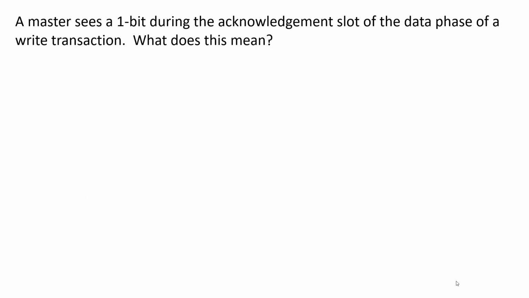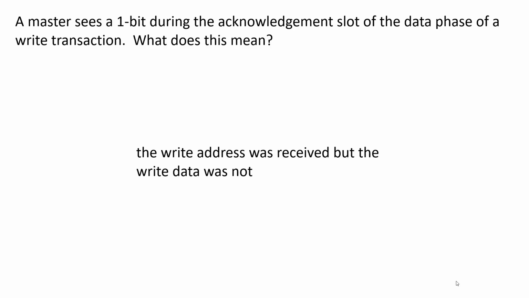Master sees a 1 bit during the acknowledgement slot of a data phase of a write transaction. What does that mean? 1 bit means not acknowledge, but this is during the data phase? Just during the data phase, not the address phase.